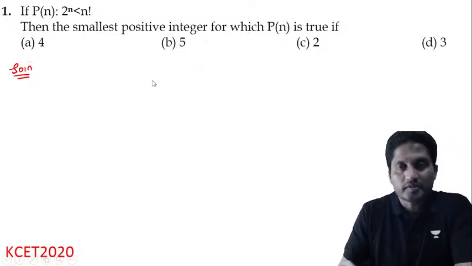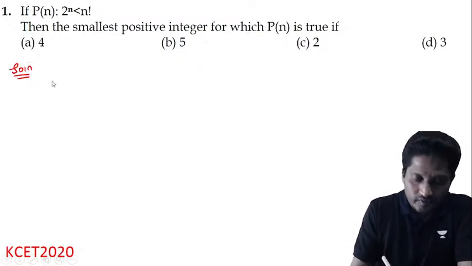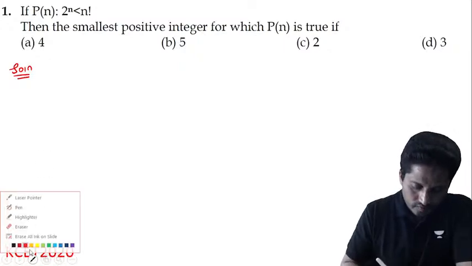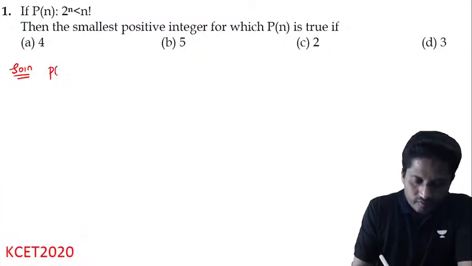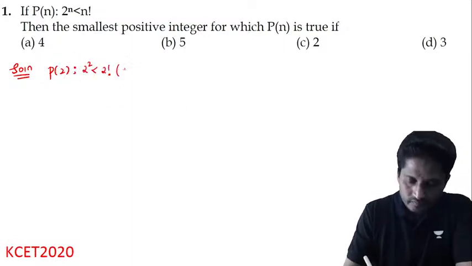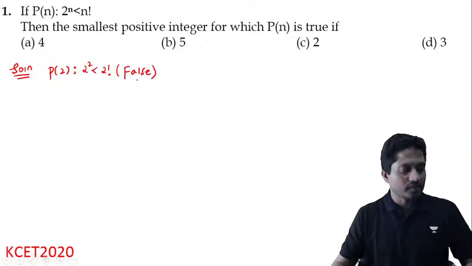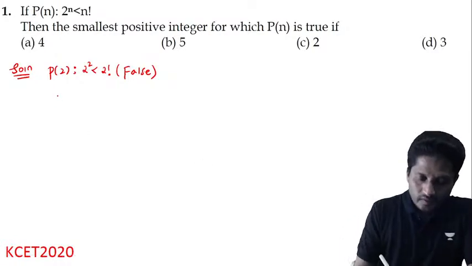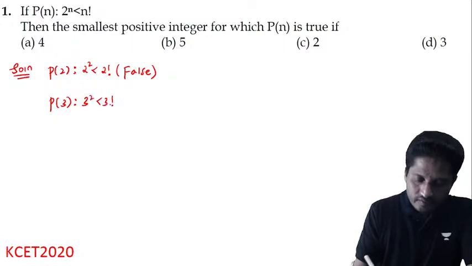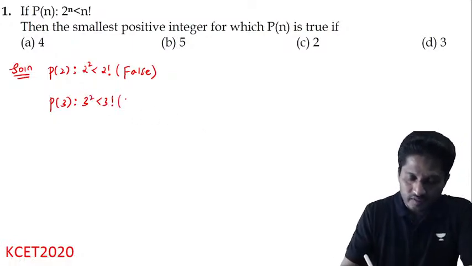Now, the least option is 2 only, right? So if I put n equal to 2, P of 2 is 2 square less than 2 factorial. That is not possible, so this is false. P of 3 is 3 square less than 3 factorial. 9 is less than 3 factorial, 6. Even this is not possible.